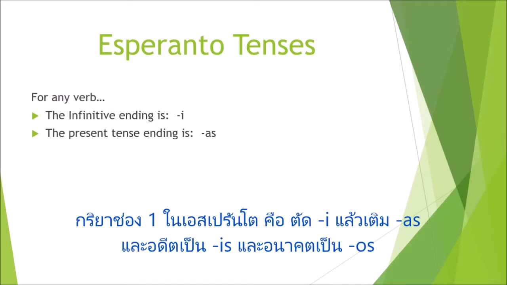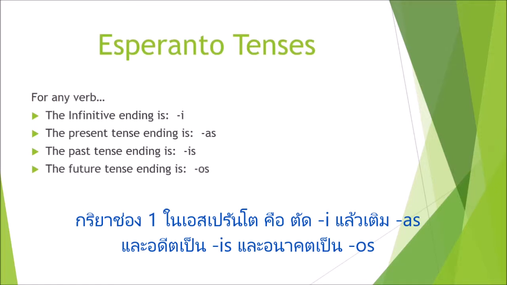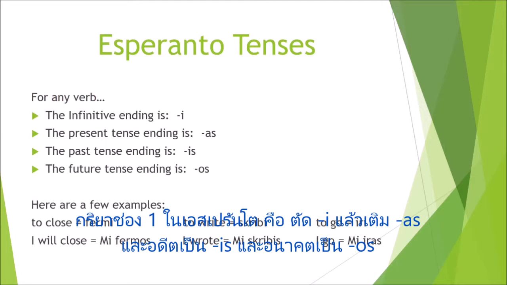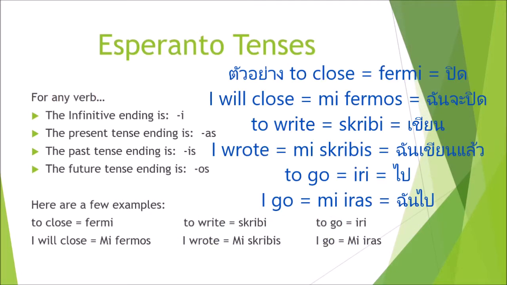The present tense in Esperanto is as simple as removing that I and adding an as. Likewise, the past tense ending is is, and the future tense ending is os. So here are a few quick examples. To close is fermi. I will close is mi fermos. To write is skribi. I wrote, so past tense is mi skribis. To go is iri, and I go is mi iras.